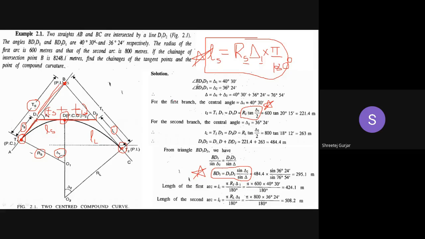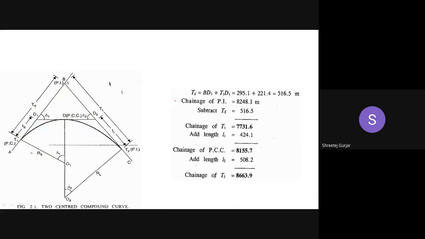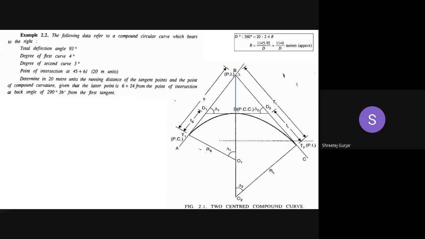So this was the first numerical which we studied, and now we are dealing with this second numerical. Friends from the A division have joined. So today we will discuss this second numerical.